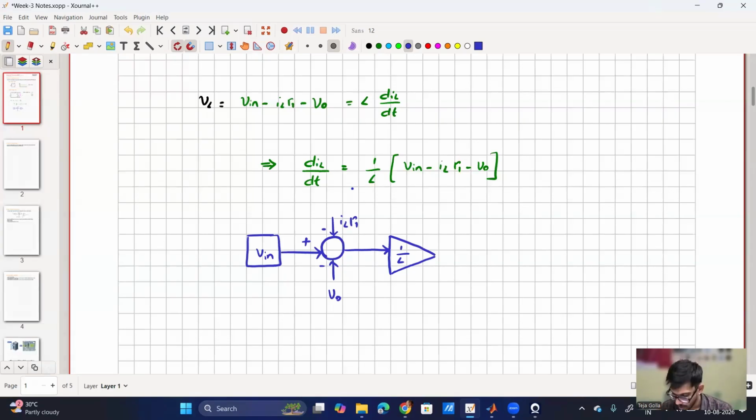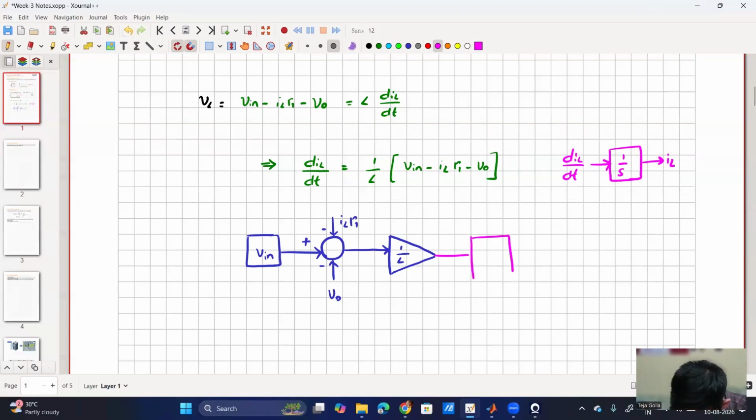Yes, sir. So now where are we going to use the integrator block? The output of this is nothing but dIL by dt. So if I pass this through an integrator, yes, you're right, I'll get IL. That is exactly what I'm going to do now. I'll pass this through, sorry for the bad drawing, 1 by s, then my output is IL.